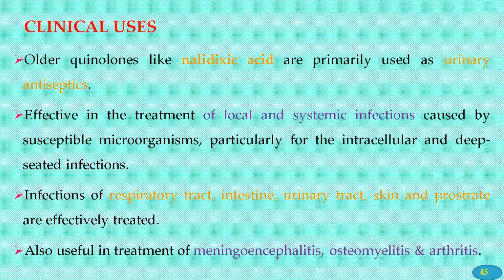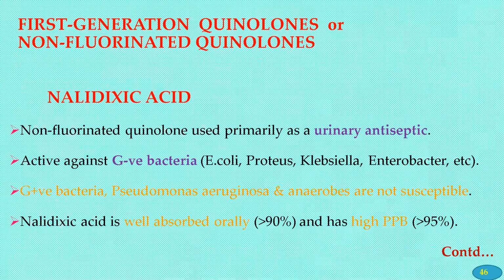Then coming to the quinolones, also known as fluorinated quinolones or fluoroquinolones. The first agent is nalidixic acid. This is a non-fluorinated quinolone used primarily as a urinary antiseptic, so no other systemic activity is there. It is very effective against bacteria causing cystitis, urethritis, and many more urinary tract infections.